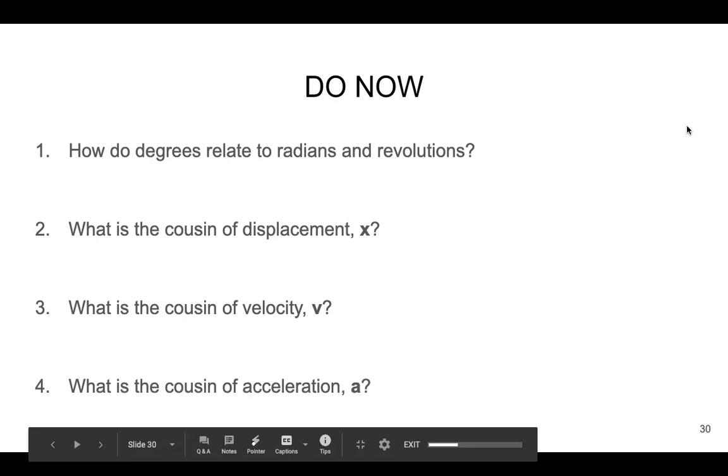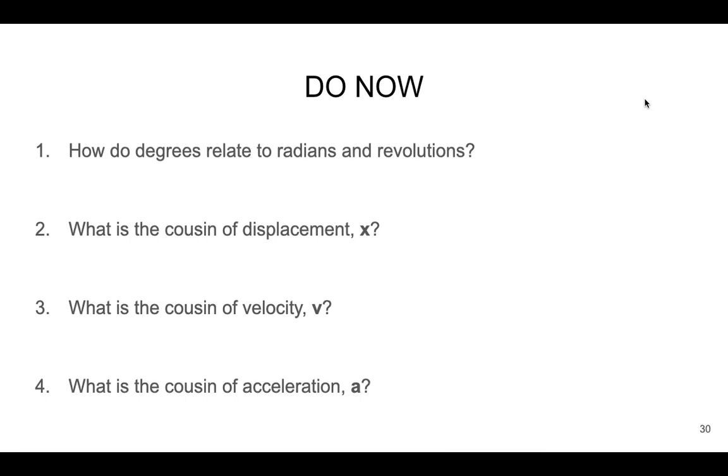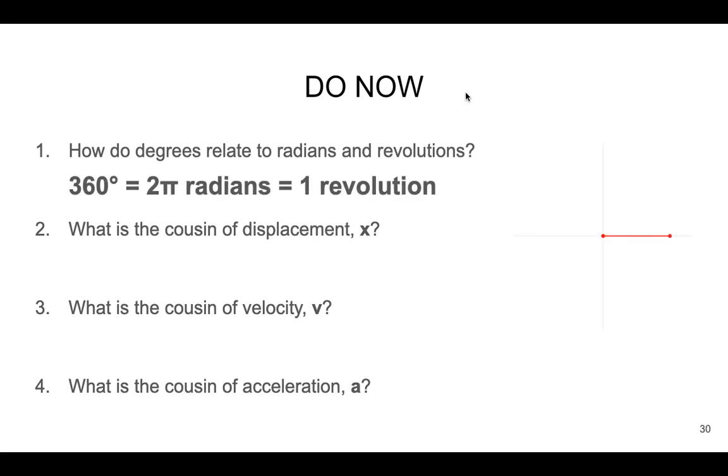So, how do degrees relate to radians and revolutions? What is the mathematical relationship that you're going to use to get you out of one unit and into another? Use this one: 360 degrees is equal to 2 pi radians is equal to 1 revolution.